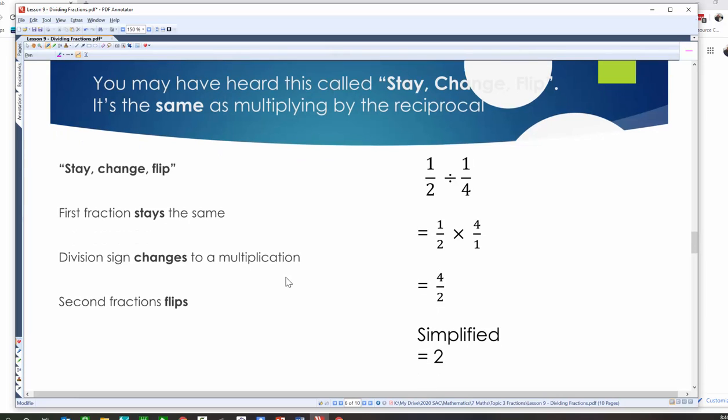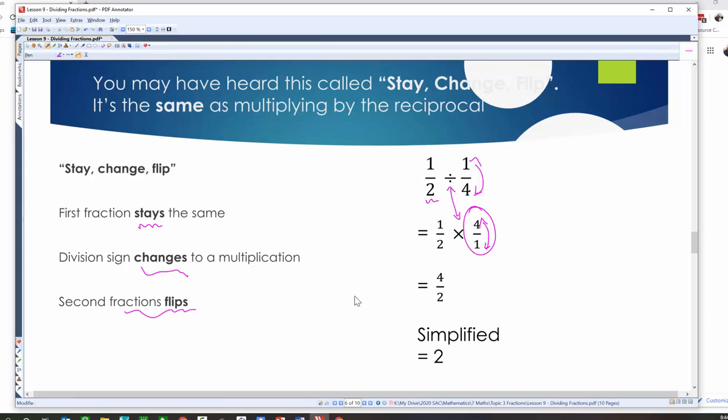Now, many students go, oh, yeah, my teacher in primary school showed me that, and he or she said, stay, change, flip. And really, that's just a way of remembering the process, okay? So if you've heard that one before, what happens is that one stays, the division sign changes, so it goes from divide to multiply, and the second fraction flips, okay? So 1/4 becomes 4/1. So that's flipped.